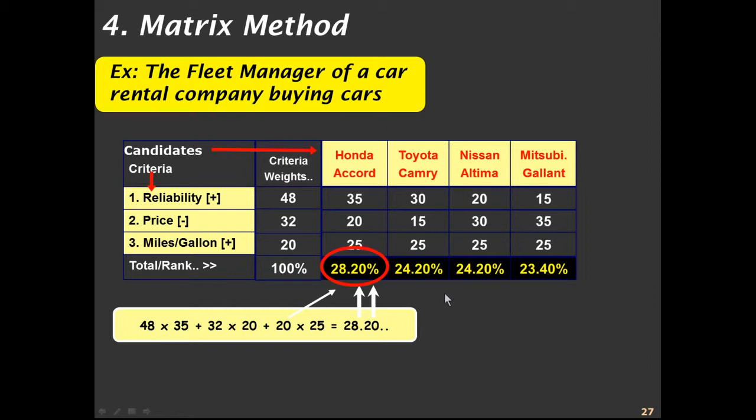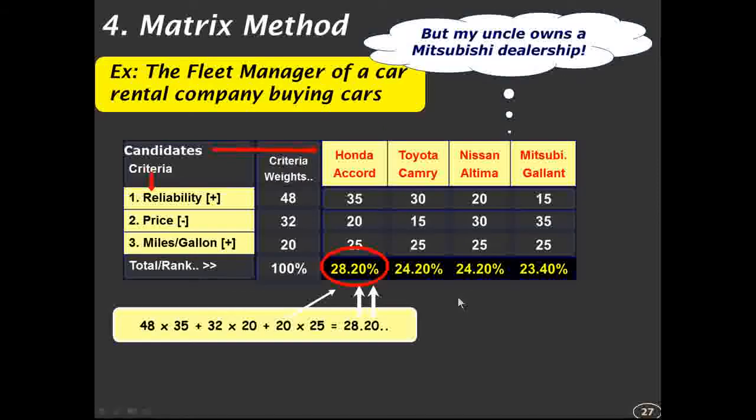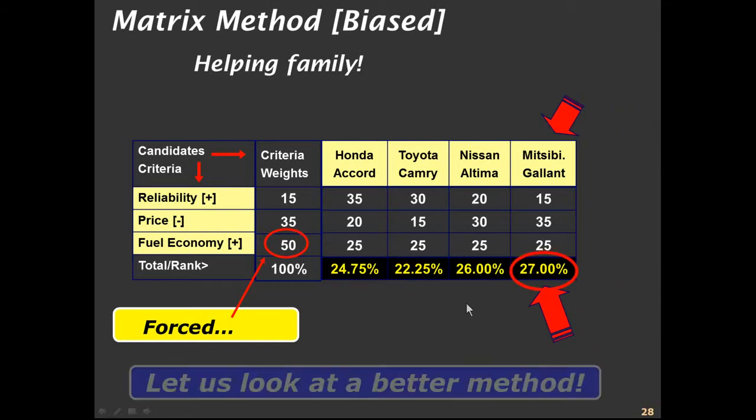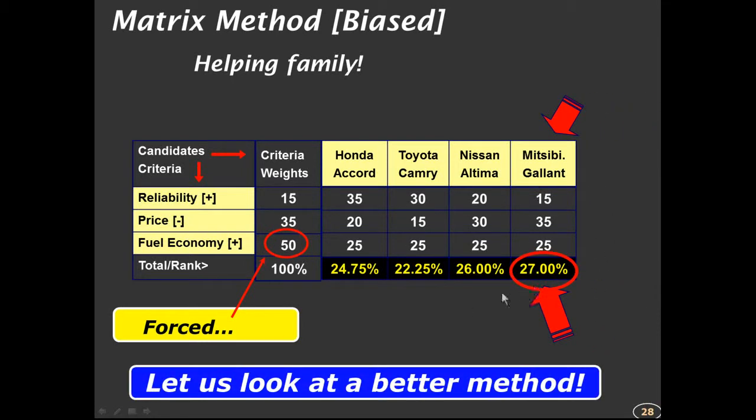So let's say I go home tonight and I have to make a presentation tomorrow morning, and then my wife had invited her brother for dinner. And when he comes over, I talk to him about this whole episode, and he reminds me and says, "Hey, by the way, don't forget my uncle owns a Mitsubishi dealership. Is there some way you can help the family?" So what do I do? I quietly change the 20% weight here to a 50%. And now Mitsubishi Galant is a winner. So as most of us know, with the power of Excel these days, we can fiddle with numbers to get the desired result. So we certainly need a better method.